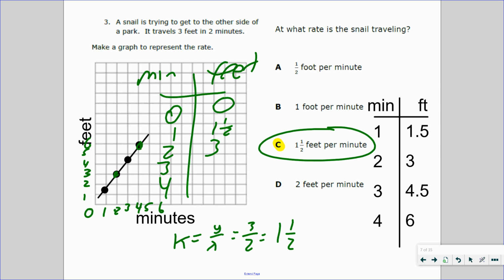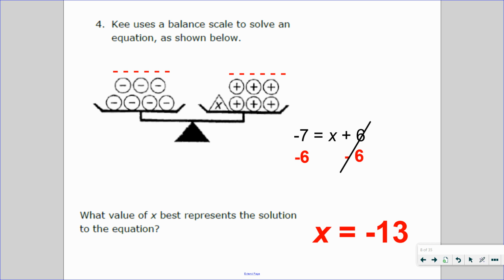So this is rate of change. Oh, the table's right here. How embarrassing. All right, so we know how to do constant rate of change. We know how to do y equals blank x plus blank. We know how to do rate of change, like we're using a per. Now the rest of the test is all about equations.